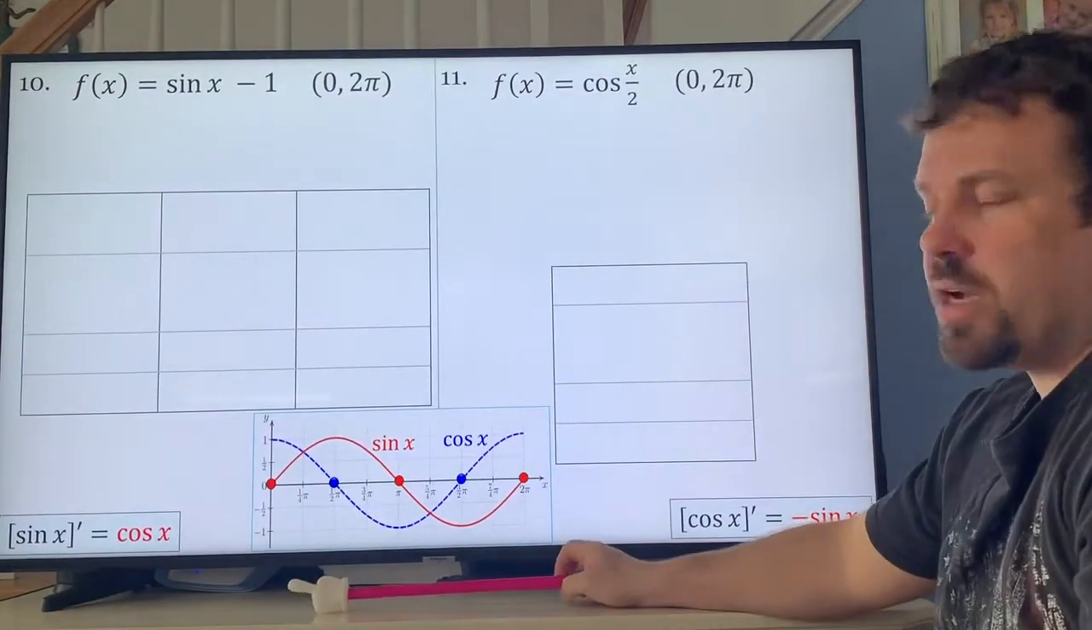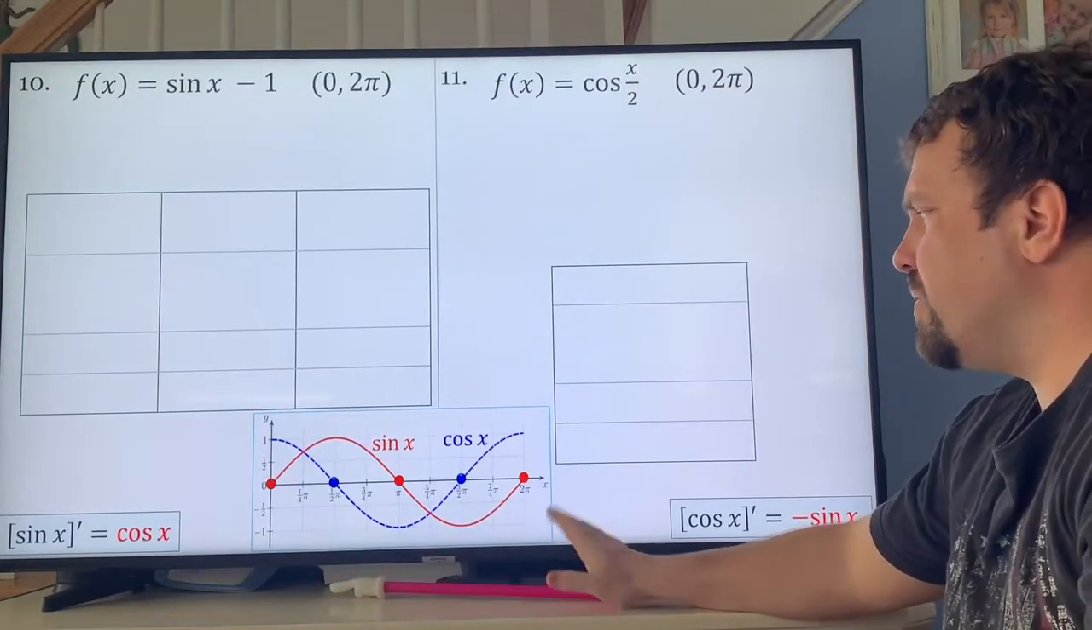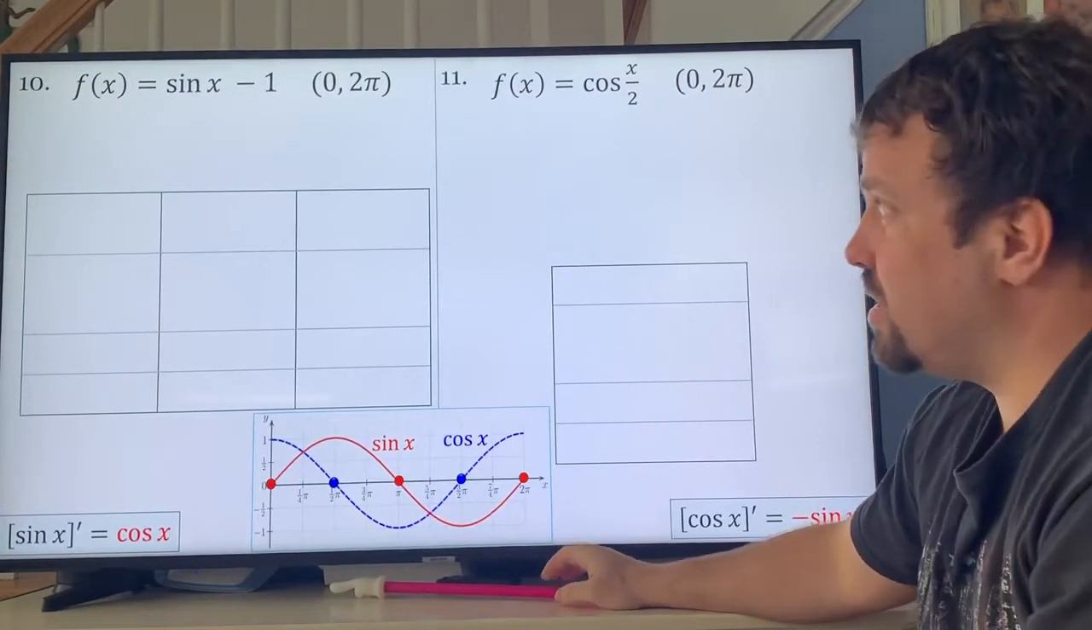10 and 11 are trig problems. You could attempt these real quick if you'd like. We're not really going to get into them too much. I just wanted to show you what they're like.